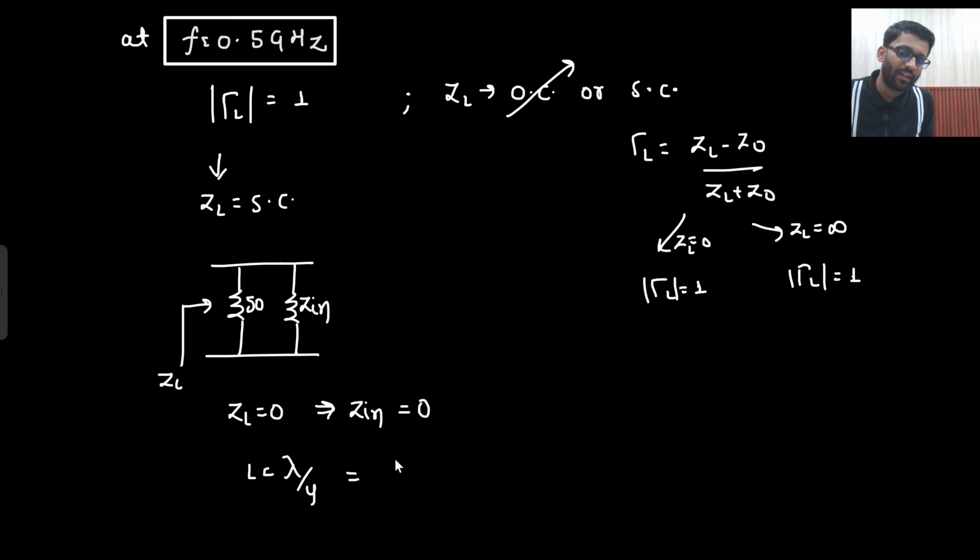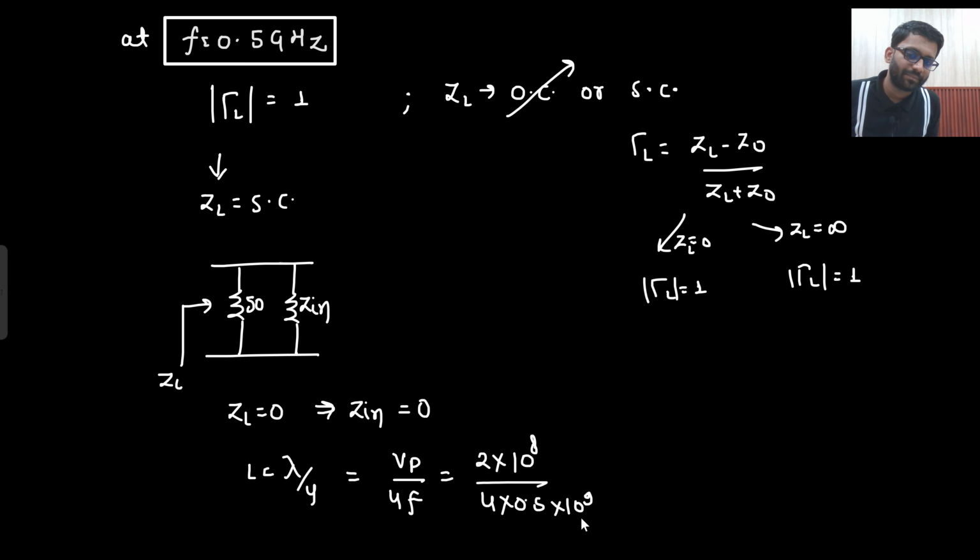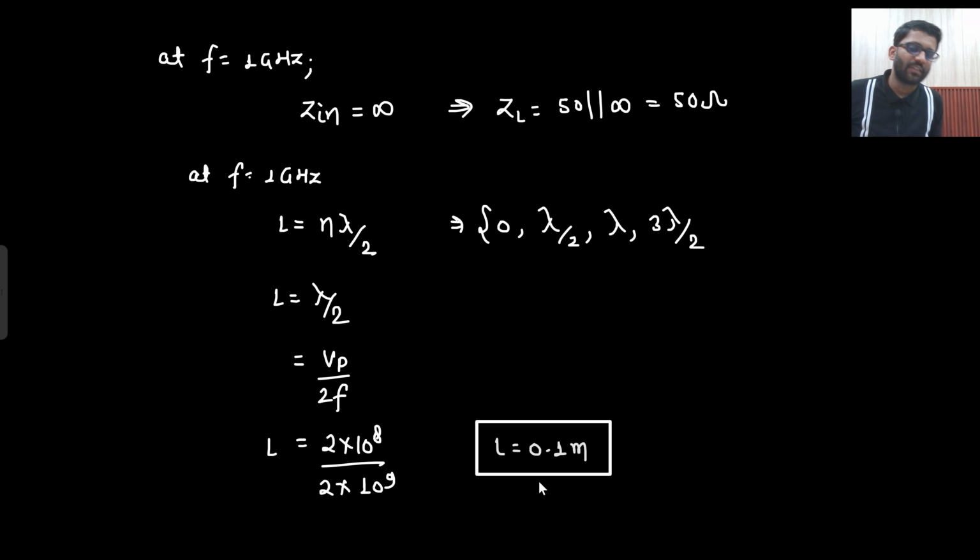Right? So what am I going to write? What is lambda? Lambda is Vp by f. What is your Vp? Vp is 2 into 10 to the power 8, divided by f. f is 0.5 giga, and giga is 10 to the power 9 only. So what are you getting? 0.4. So again your answer is 0.1 meter. Here also your answer was 0.1 meter.